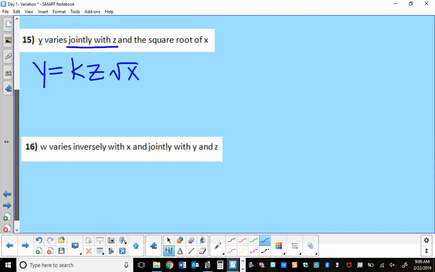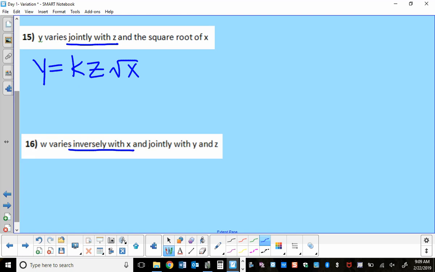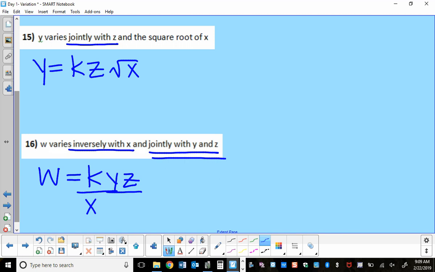Okay, and my last one. W varies inversely with x and jointly with y and z. So W equals k, inversely with x, so I'm going to divide by x, that goes on the bottom, and jointly with y, which goes back on top, and z, which is on top as well. If it would have said inversely with x, y, and z, then everything would be on the bottom. But whatever is inversely, that's what we divide by. If it's jointly or direct, then it's on top. Does that make sense? All right, good.